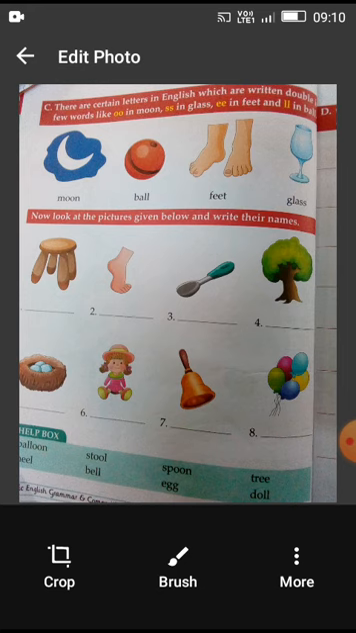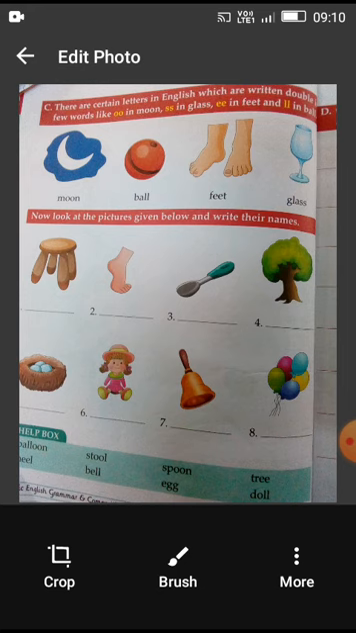So here you can see moon. What are the double letters here? OO. Ball. LL is the double letters. EE, FEET, feet. EE is the double letters, and glass, GLASS, glass. Here SS is the double letters. So sometimes double letters are used for joint letters.